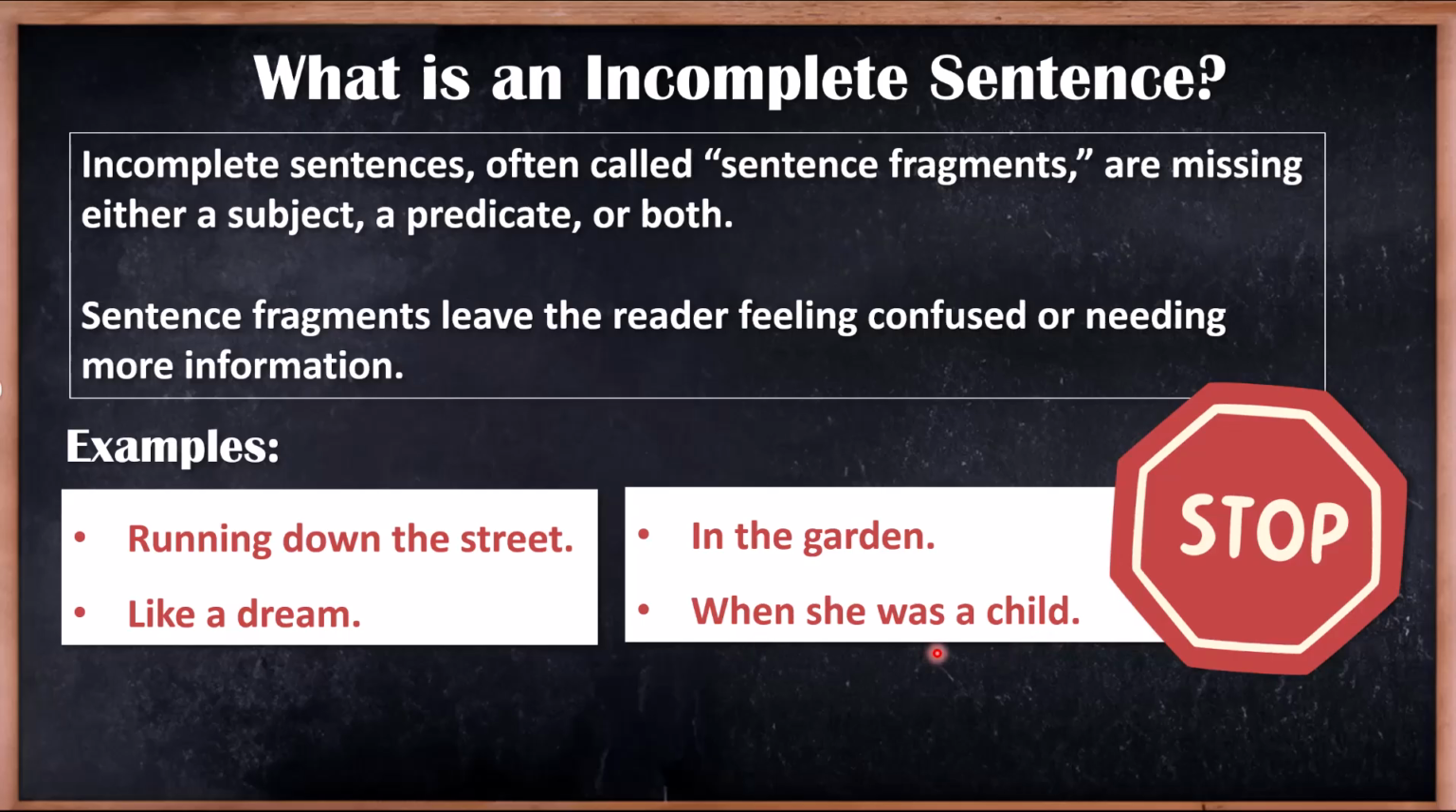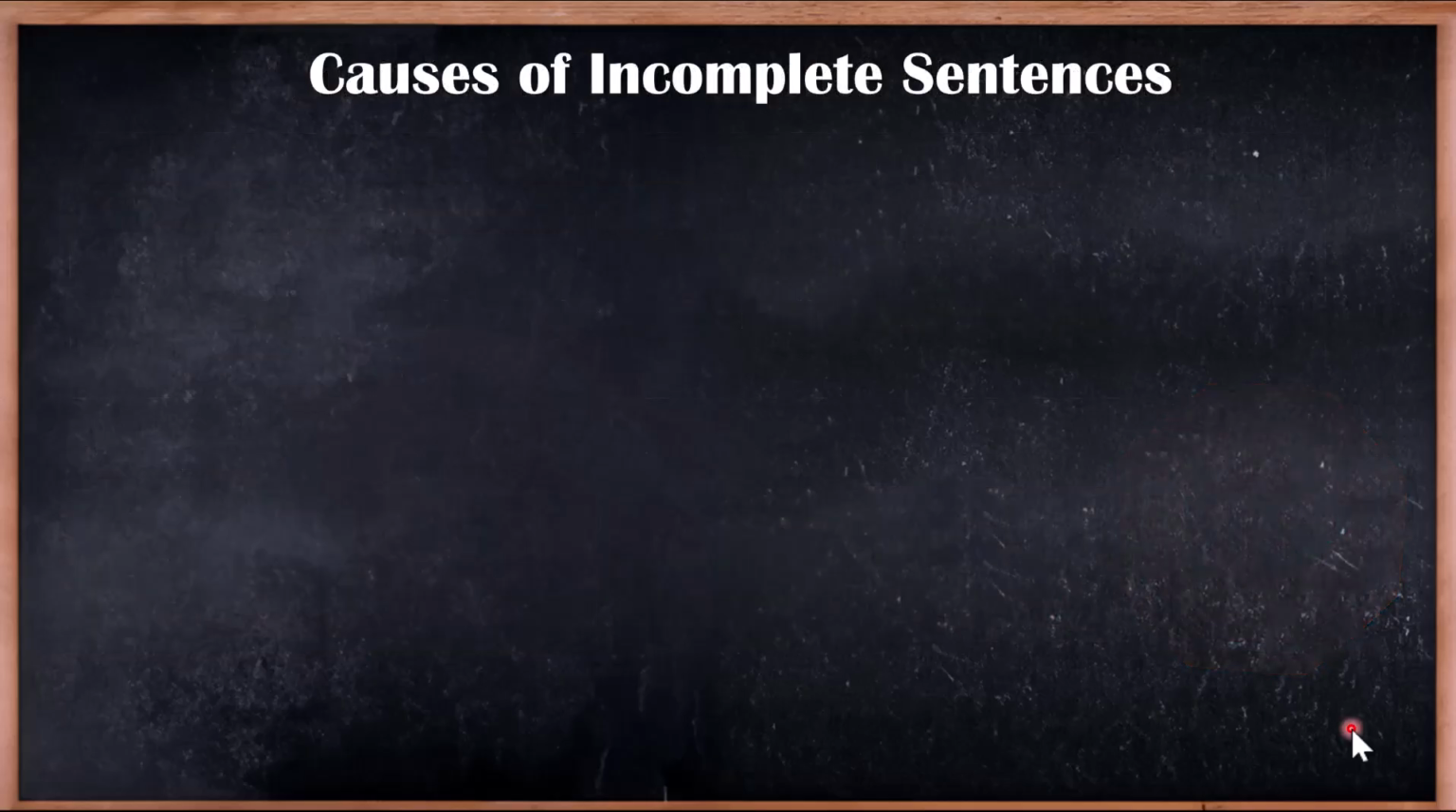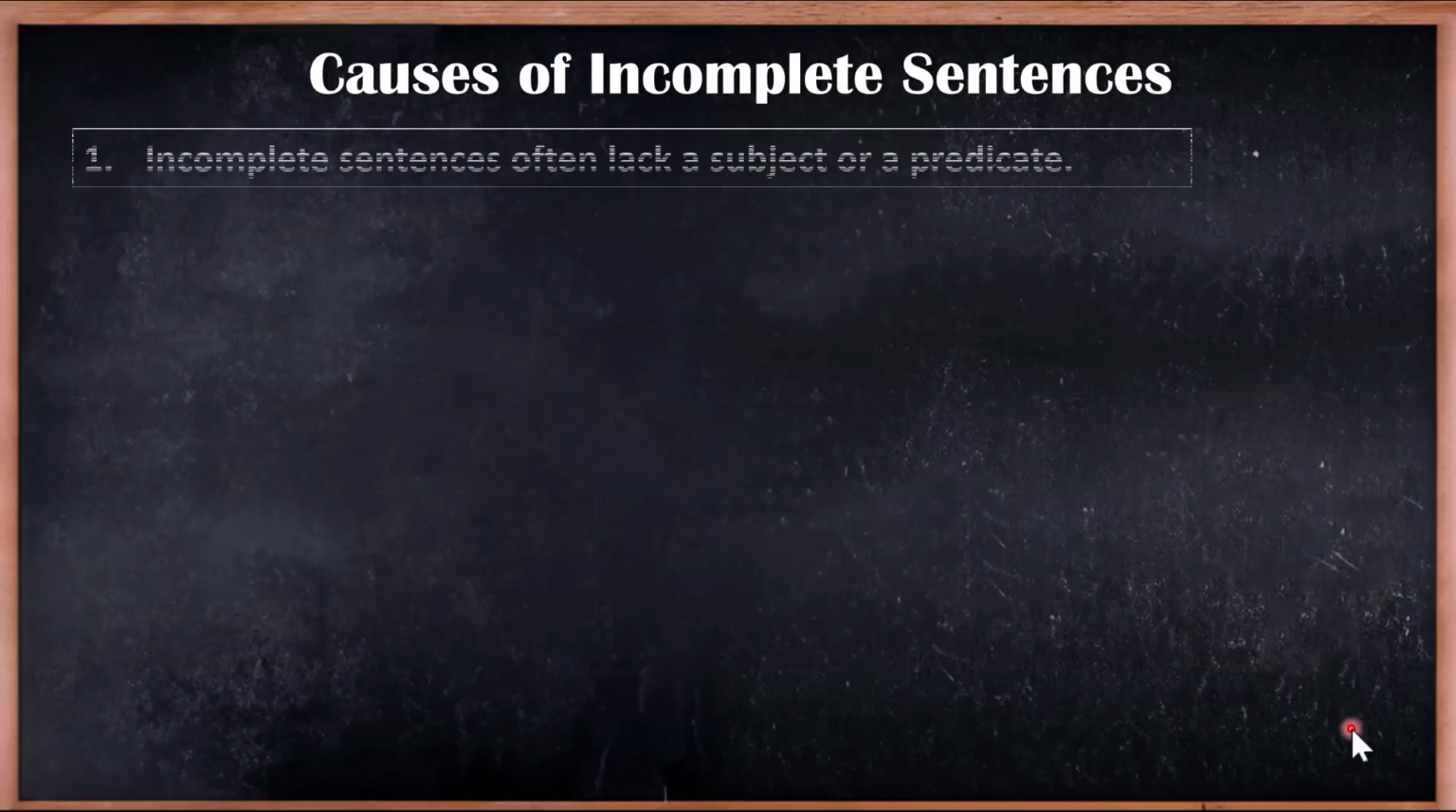This is a dependent clause. "When" is a subordinating conjunction, and a dependent clause cannot stand alone as a complete sentence. We need more information. "When she was a child, she lived in France," or "she loved bike riding when she was a child." It doesn't make sense by itself. We need more information. So let's look at causes of incomplete sentences.